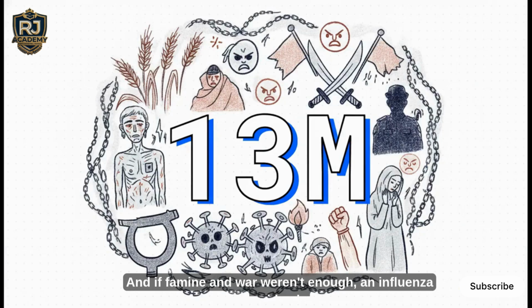And if famine and war weren't enough, an influenza epidemic swept through the country. According to the 1921 census, a staggering 13 million lives were lost to famines and the epidemic. Think about that number for a second. 13 million. The country was plunged into this deep anger and despair. People were desperate for a leader to basically voice their suffering against all this colonial oppression.